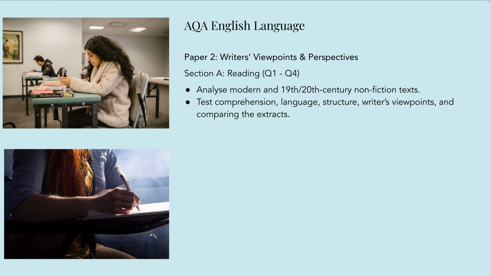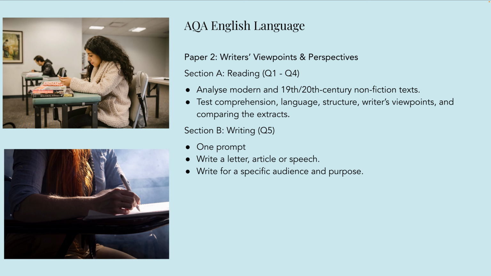And as with paper 1, the questions 1 to 4 test comprehension, language, structure, the writer's viewpoints and comparing the extracts. Section B is the writing section again. For question 5, you get 1 prompt this time. You write a letter or an article or a speech. Sometimes they might say write a blog post, write a tabloid article or something like that. For all intents and purposes, they are the same thing. It is an article. But you also have to write for a specific audience and purpose as well. And again, like with paper 1, section B, you have to use persuasive techniques, a clear structure and appropriate language.